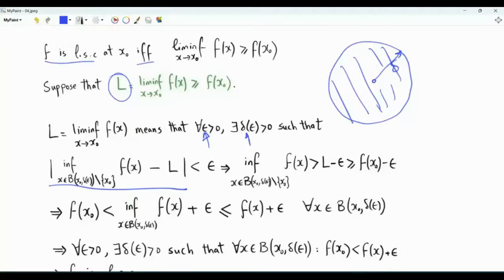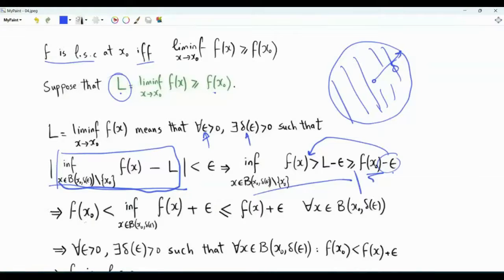Now, if we have that this magnitude is less than epsilon, it means that the difference here is greater than minus epsilon. So this means that the infimum is greater than L minus epsilon. It is given that L is greater than or equal to f of x0. So the infimum is strictly greater than f of x0 minus epsilon. We can move minus epsilon to the other side, and so f of x0 is less than the infimum of f of x plus epsilon.